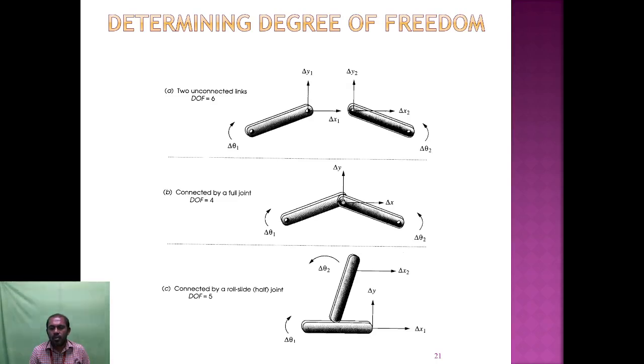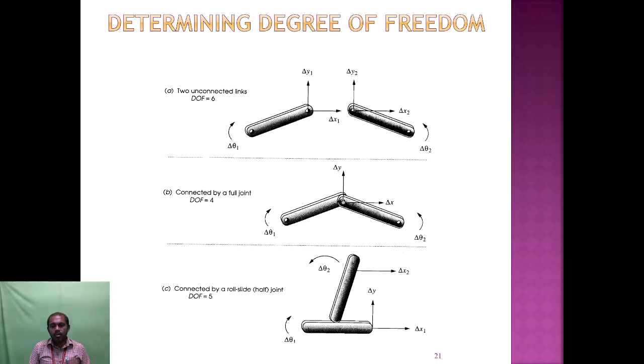So here, 2 translation motions and 2 rotation motions. So the degree of freedom is 4. And C1 is connected by the roll slide joint. Here 2 links, L1 and L2, separate them.